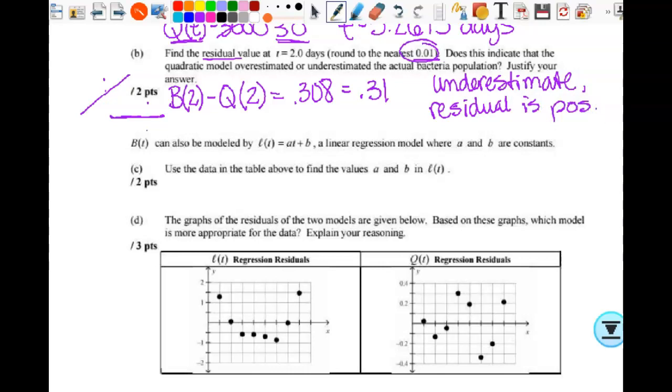All right, now it says that B of t can also be modeled by L of t in a linear regression model where A and B are constants. Now, we've been doing where the variable comes second. This one shows that it comes first. I'm not sure that it would really matter. When you're writing it out, it's not asking us to write an equation. It is just asking us to find A and B. So you need to make sure that you understand which is A and which is B, right? A is actually your slope, like maybe it's not a bad idea to choose that one here, so you're not trying to mix it up with the A and the B in the calculator.